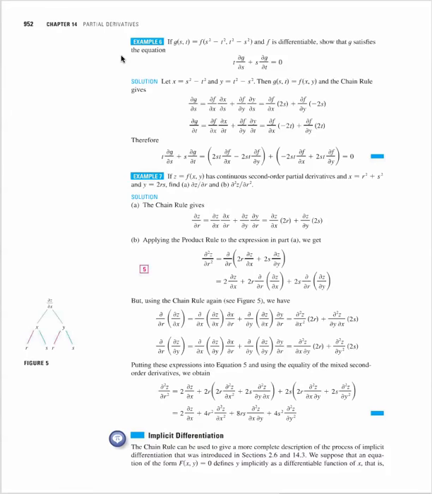Example 6 is another good example, and I really like that one. You should work through it and make sure you understand why it works. And example 7 is pretty good as well. So these are all good things to work through.